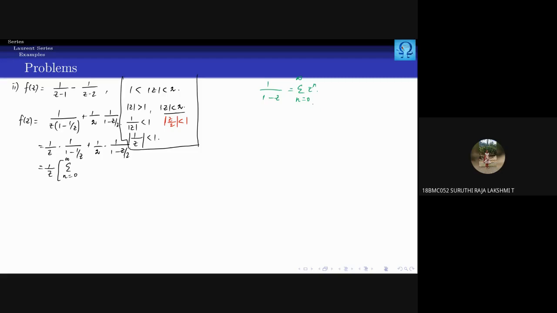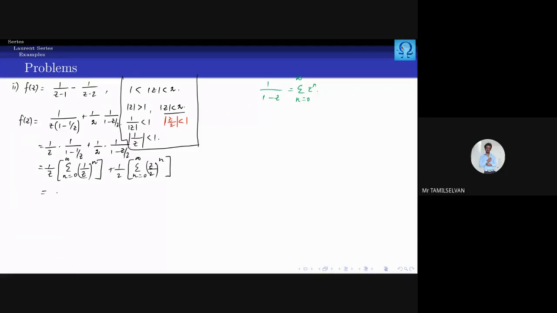Yes, sir. In the place of z, you have 1 upon z. That is the change here. So it is 1 upon z to the power n, then 1 upon 2. Here you will have summation n from 0 to infinity of z upon 2 to the power n. Class, is that clear? Yes, sir.